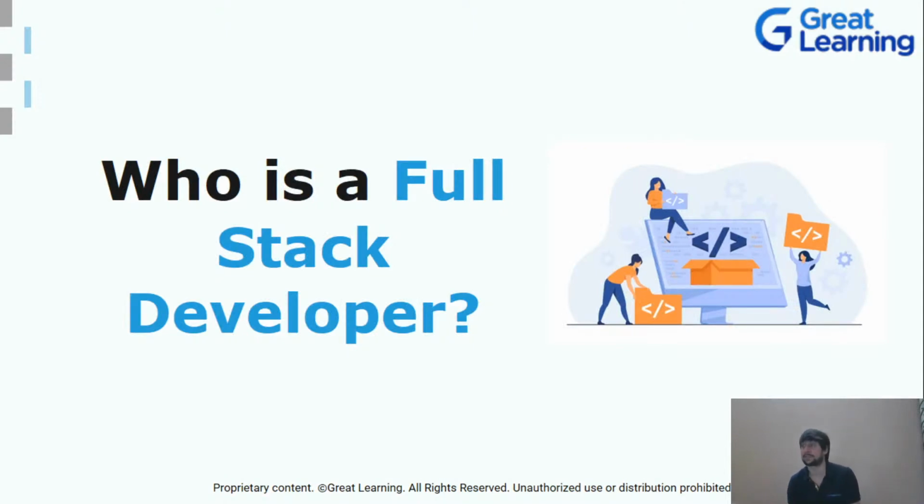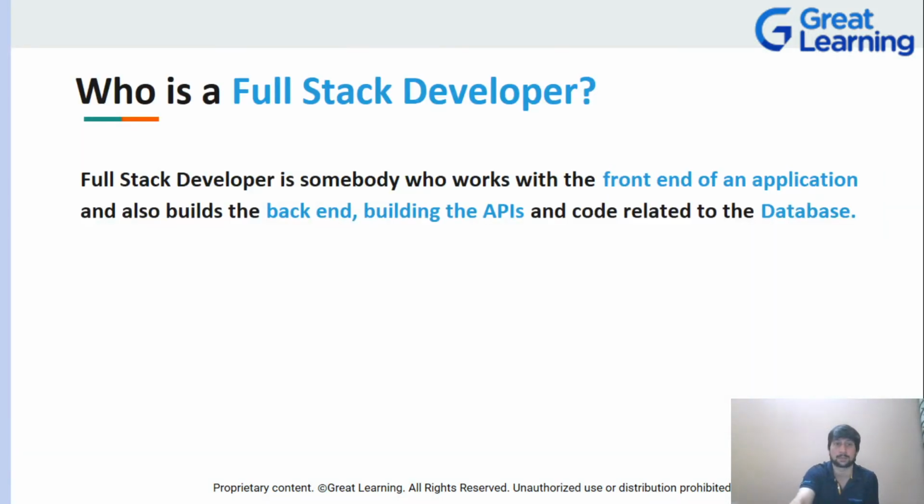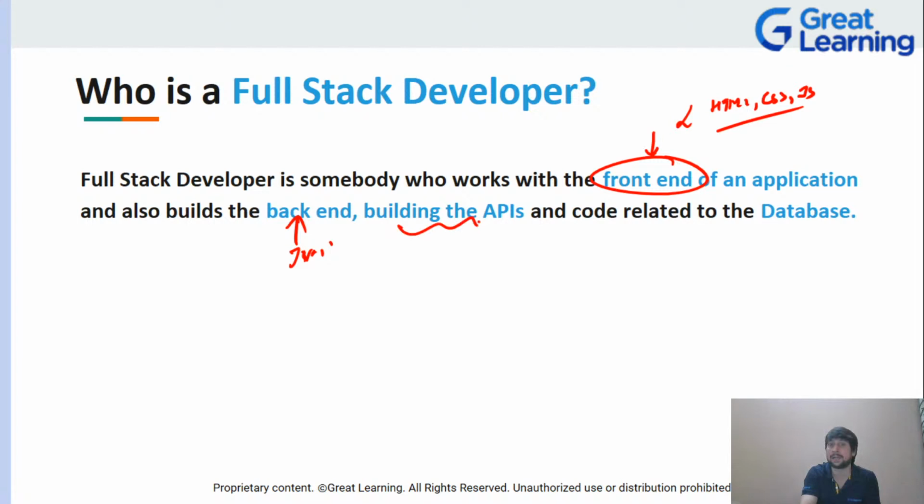That means we are interested in full stack development, right? So who is a full stack developer? A full stack developer is somebody who works with the front end part of an application. That means your HTML, your CSS, your JavaScript, right? He is someone who deals with these things. And then the backend, that means he will also be building your backend, maybe using some Java, maybe Python, right? And then building your APIs. API is nothing but a bridge.